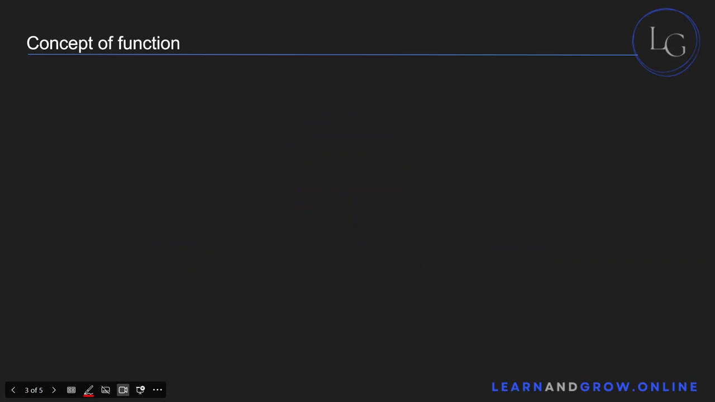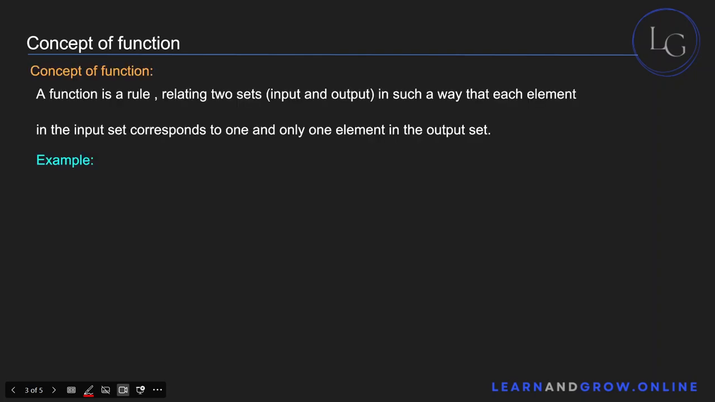Now let's discuss the concept of a function. So the general rule here is that a function is a rule or a correspondence relating two sets. One set is the input and one is the output, in such a way that each element in the input set corresponds to one and only one element in the output set.